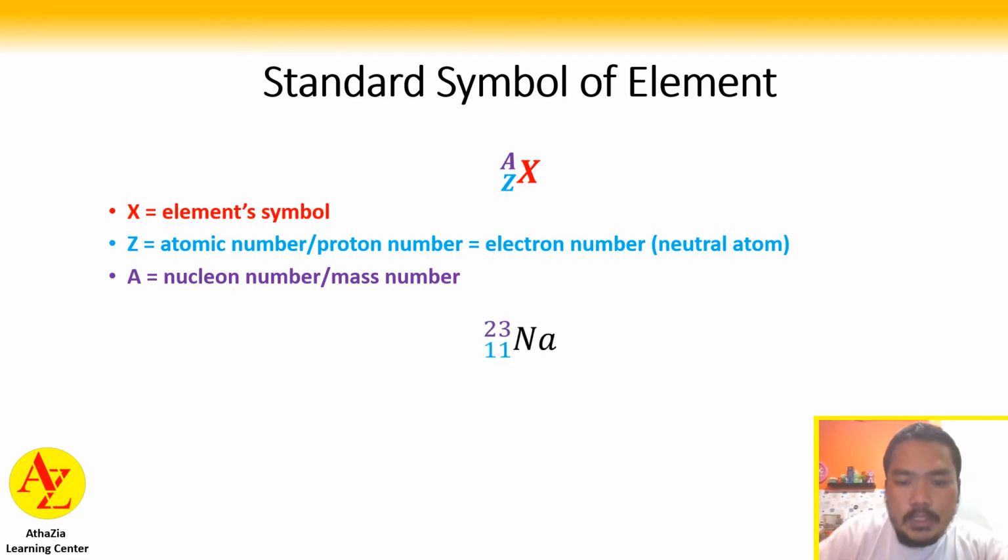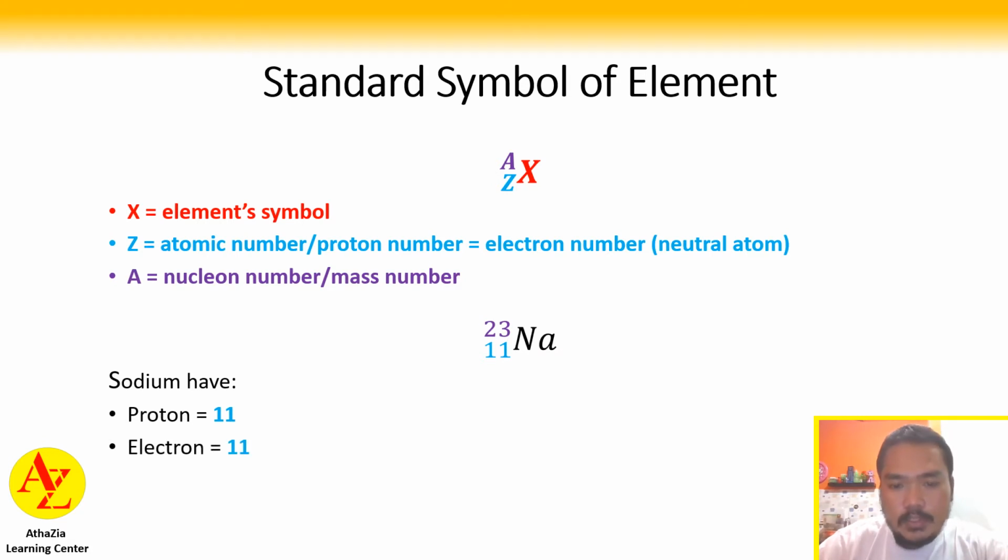For example, this one is sodium-23, with 11. It means that 11 is the proton number, and the electron number is also 11 because this is a neutral atom. So the electron number is the same as the proton number. Then the neutron number can be determined by subtracting the proton number from the mass number. So it should equal 12.